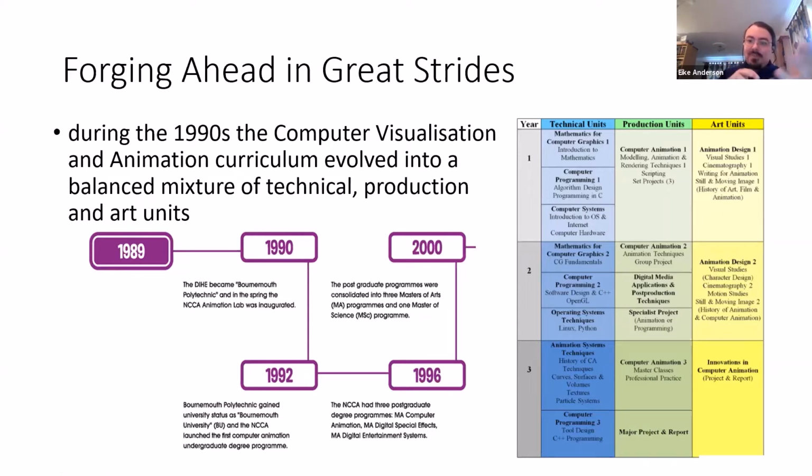Technical units, which had the maths and the programming, then some art units, which also had some art history and art theory in them, and then production units, which put those two together.